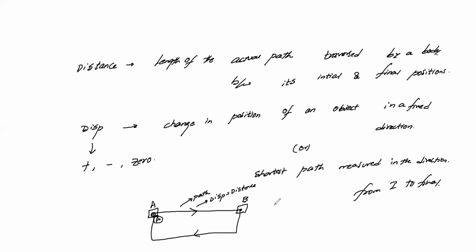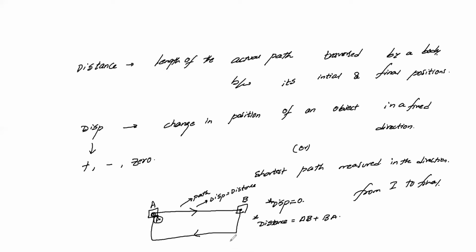Now what will happen to the displacement? Displacement is zero, because the object starts at A and returns to the same point. But distance is not zero. The distance is the A to B distance plus the B to A distance. The distance will be there, but displacement is equal to zero.